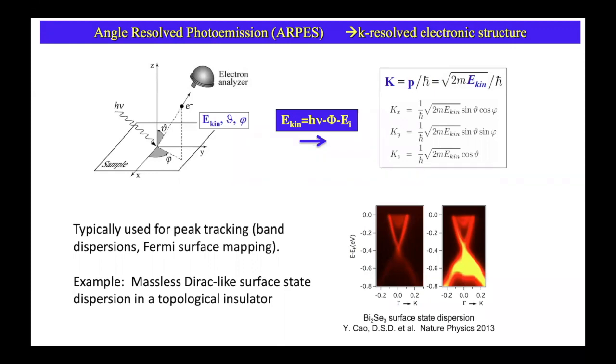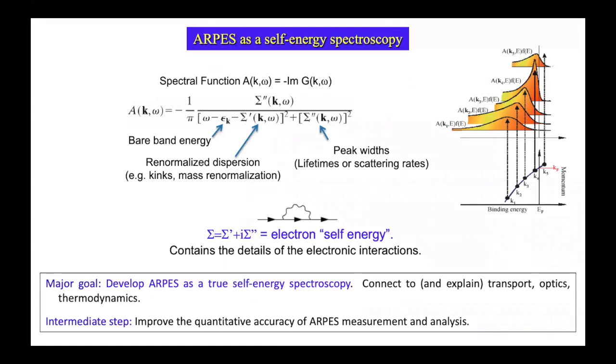We've been working very hard over the last number of years to go much beyond that, to really get at the band broadening and band renormalizations, and all this is contained in the spectral function. And for this group, you're very familiar with this, it's really all about the self-energy, sigma prime and double prime, the real and imaginary parts. Basically the imaginary part broadens it, the real part shifts, or renormalizes, the band energies.